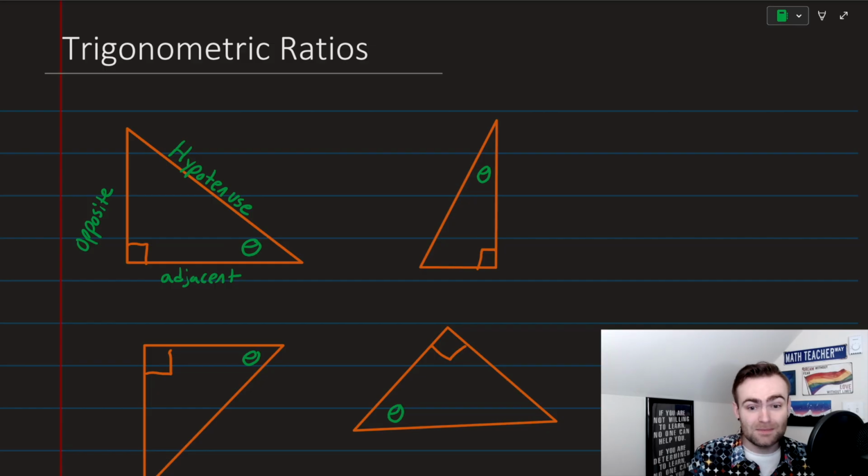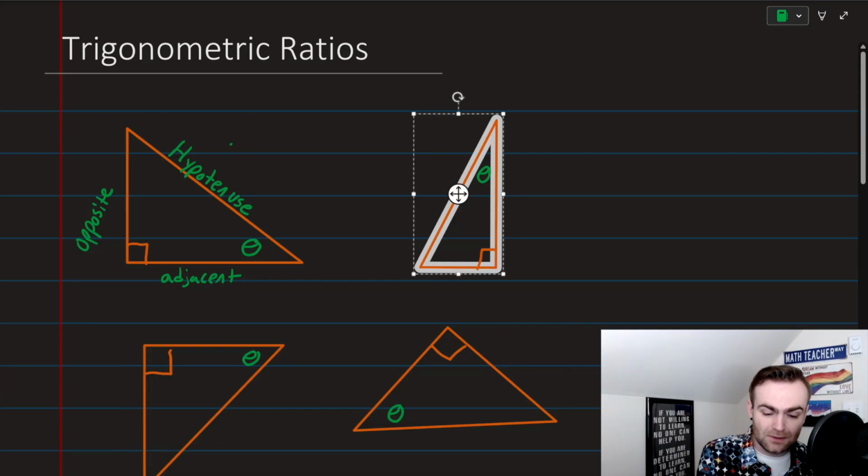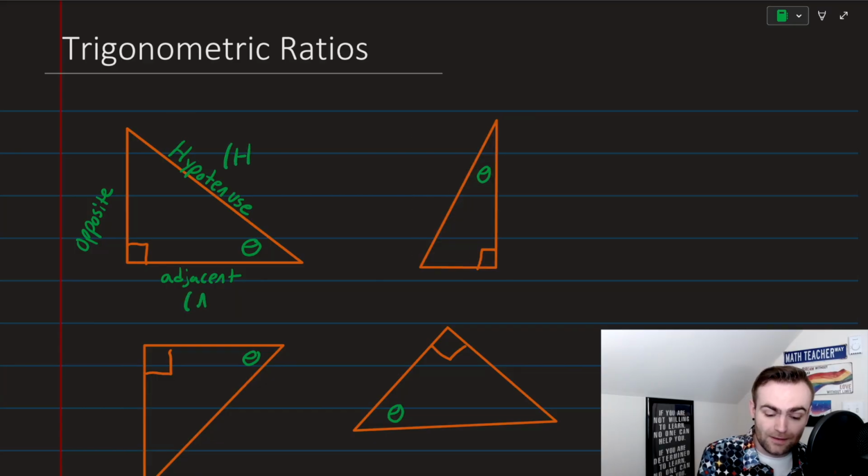So, let's practice real quick on identifying those sides. I will be using the letter H for hypotenuse, A for adjacent, and O for opposite, just for simplicity's sake. So in this triangle here, across from the right angle should be my hypotenuse. Across from my angle I'm given is going to be the opposite, and next to it is the adjacent.